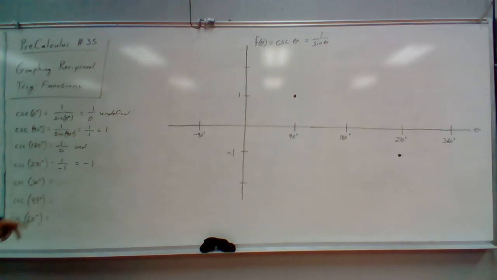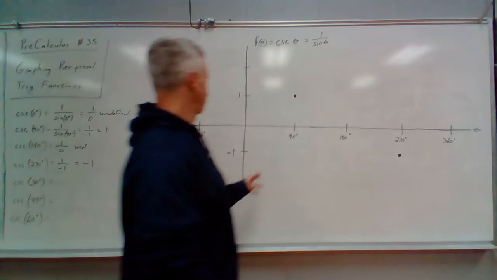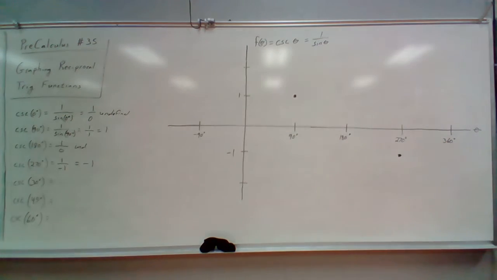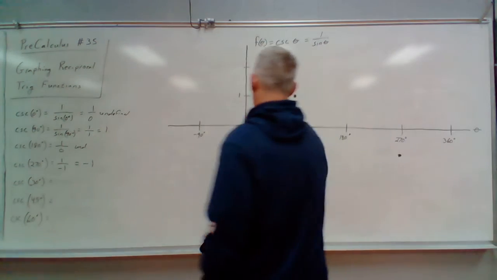Now, obviously if we did 360 over here, 360 would also be undefined. That would be 1 over 0. So undefined there. Undefined at 360, 180, 0.